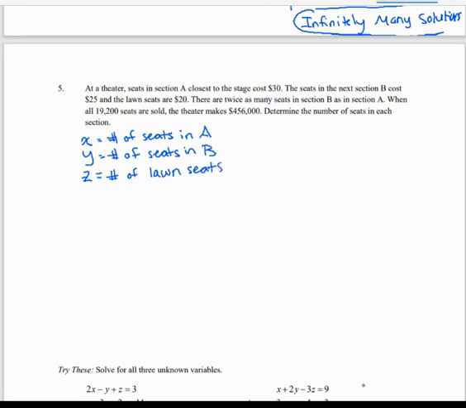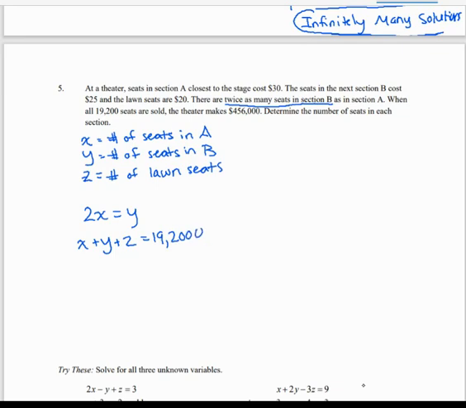Because I have 3 variables, I now need 3 equations. Well, it says that there are twice as many seats in B as in A. Therefore, 2x will equal y. Remember, if there's more seats in B, for the equation to be equal, we need to double the amount of A to make it be equal to B. We know that there are 19,200 total seats sold. So the amount of all of the seats equals 19,200.